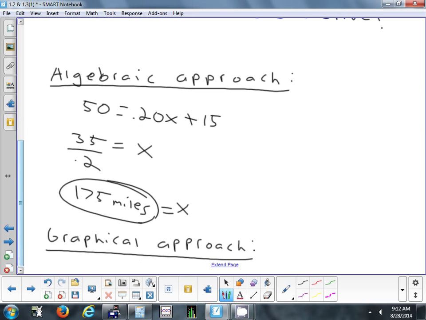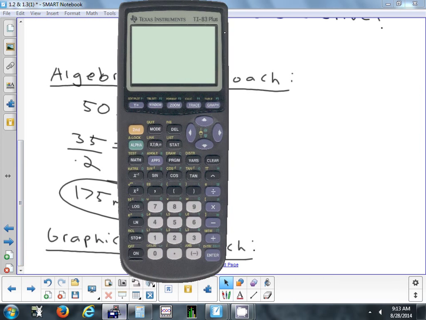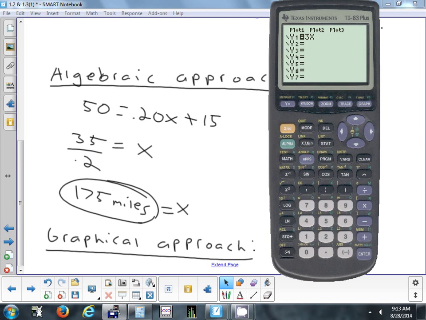Another way to do it is to use a more graphical approach on our calculator. So let me show you how we can do it on here. We're going to graph two different equations. I'm going to graph what's on the left-hand side of this equal sign as my first equation. That's a constant equation, y equals 50. It's a horizontal line at 50. On the other side, I'm going to graph 0.2x plus 15.